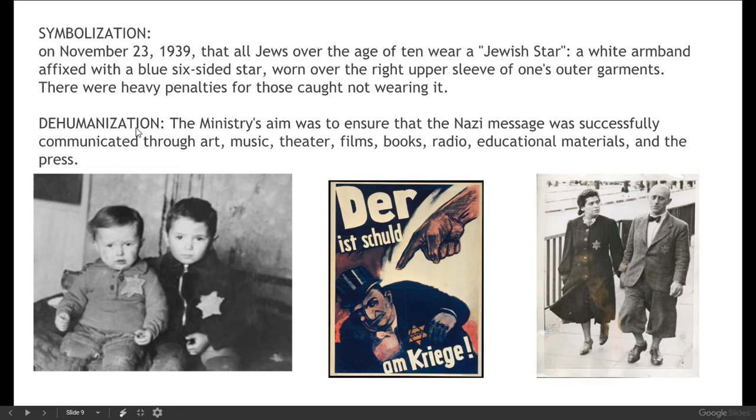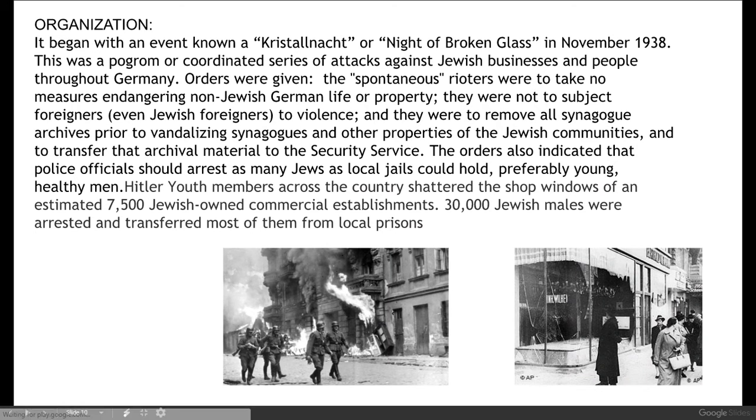And then dehumanization, and this was done by their hate propaganda to ensure the Nazi message communicated through art, music, theater, film, books, radio, educational materials, and the press. And then they became organized.